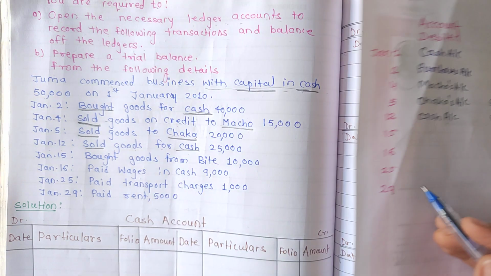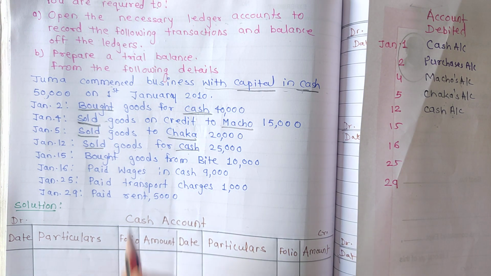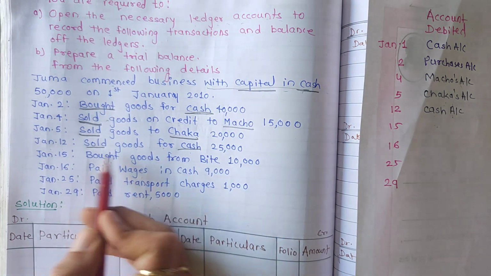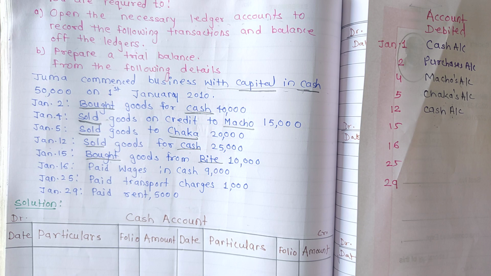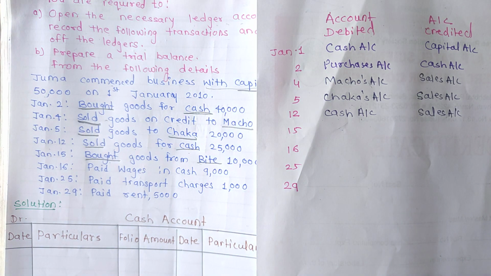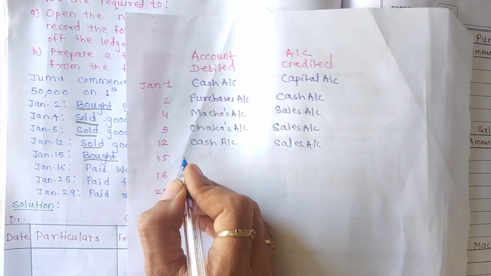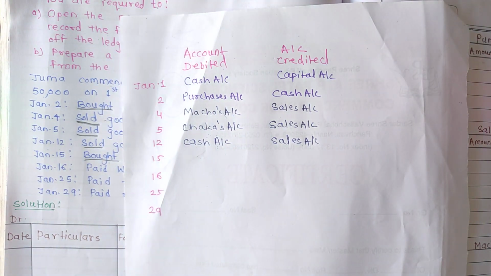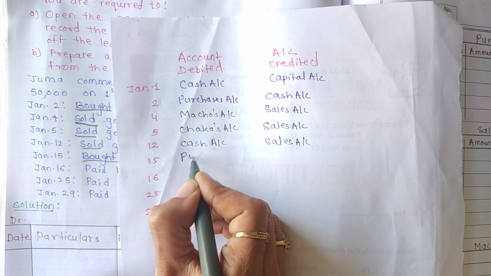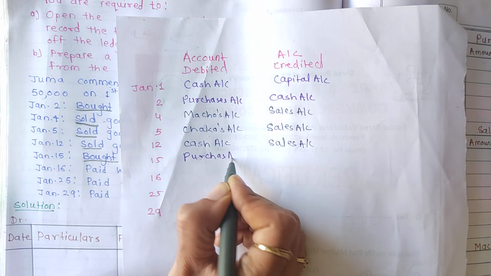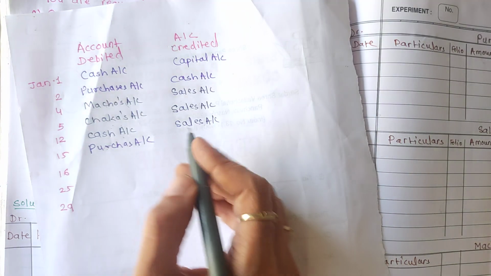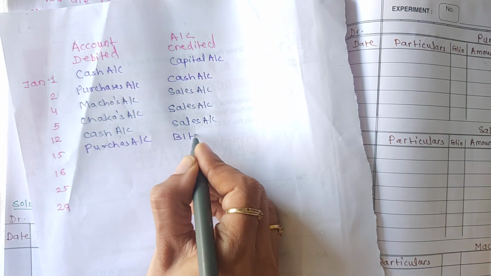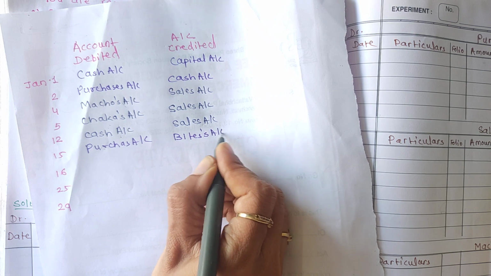Okay. On 15th January, it is bought goods from Byte. Now it is a purchase. Bought means purchases. Purchases is a nominal account. So debit the expenses. So on 15th January, purchases account will have a debit effect. And who is the giver? Byte is the giver. So Byte's account will have a credit effect.